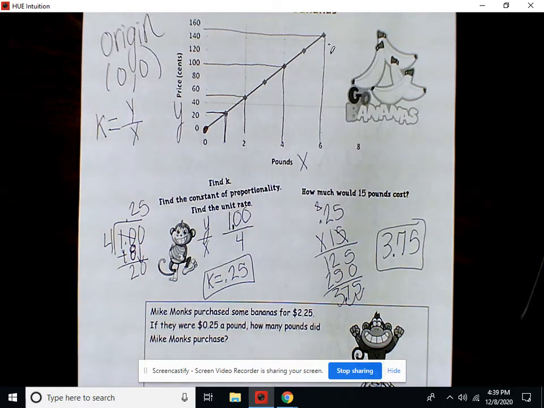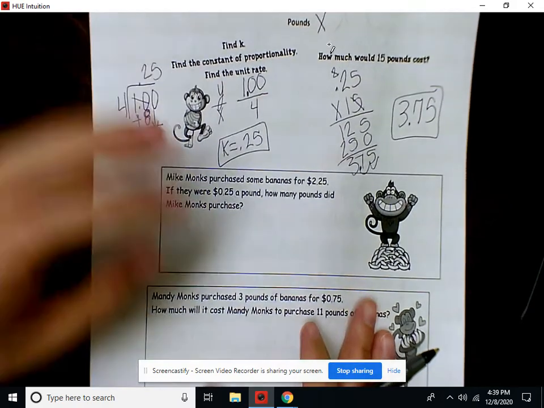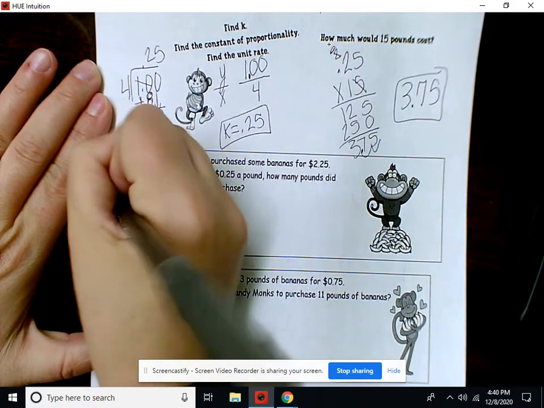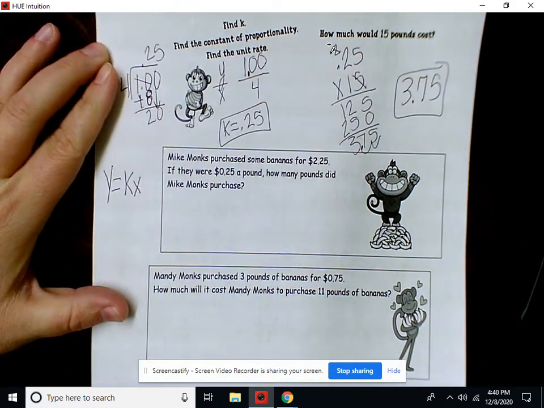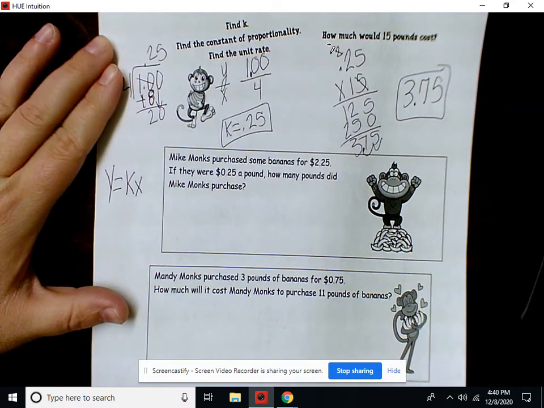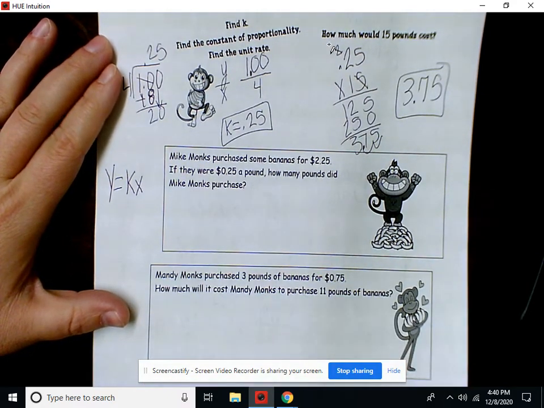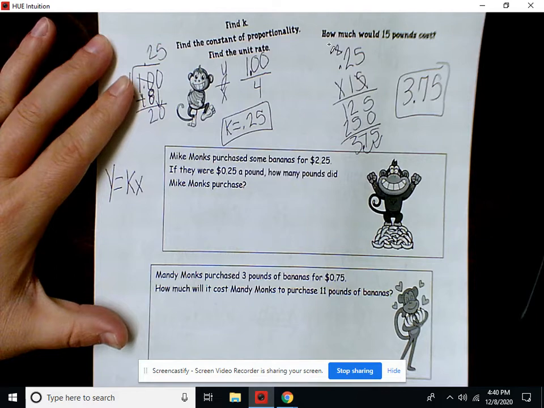Okay, so our last one is we're looking at word problems. So the word problems are just like your equations. They must be in the form of y equals kx. So we're going to write the equation first and see if it works. And then we will solve it. Okay, so Mike Monks purchased some bananas for $2.25. If they were 25 cents a pound, how many pounds did Mike Monks purchase?